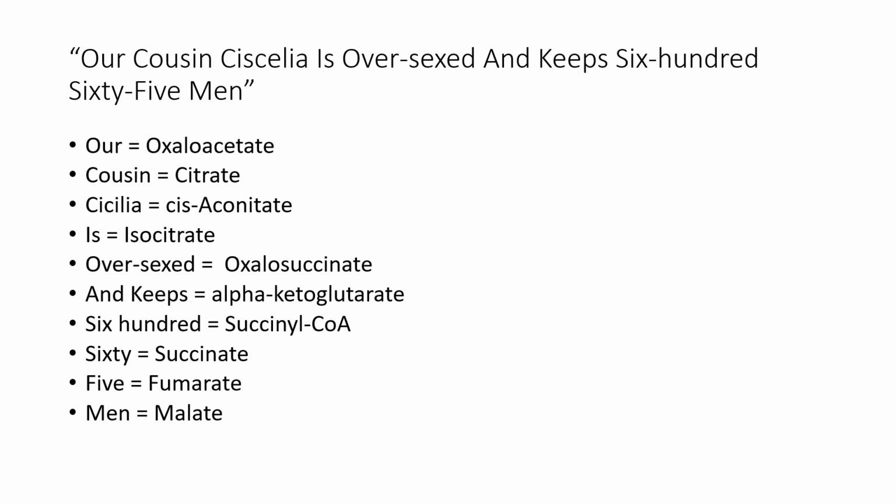I'm kidding. Our stands for oxaloacetate. Cousin stands for citrate. Cecilia, cis-aconitate, is isocitrate. Oversexed is oxalosuccinate. And keeps is alpha-ketoglutarate. 6 is succinyl-CoA. 6 is succinate. 5 is fumarate. Men is malate. Our cousin Cecilia is oversexed and keeps 665 men.